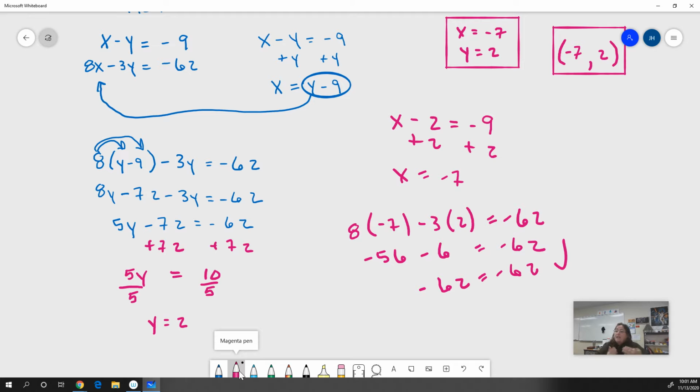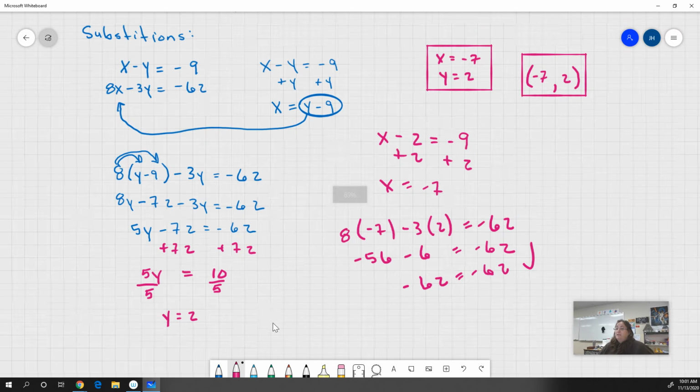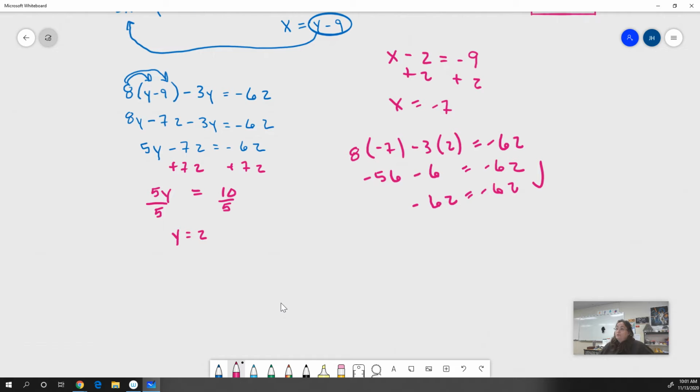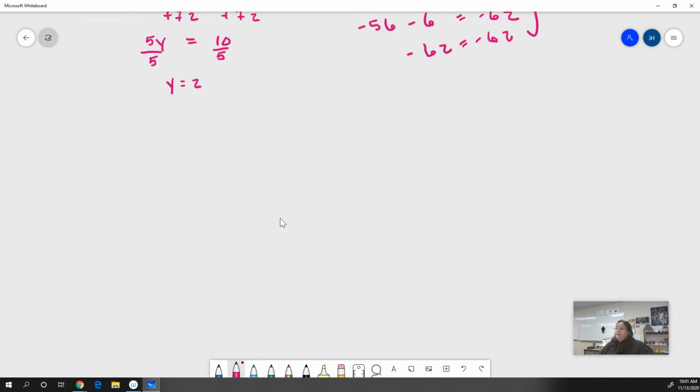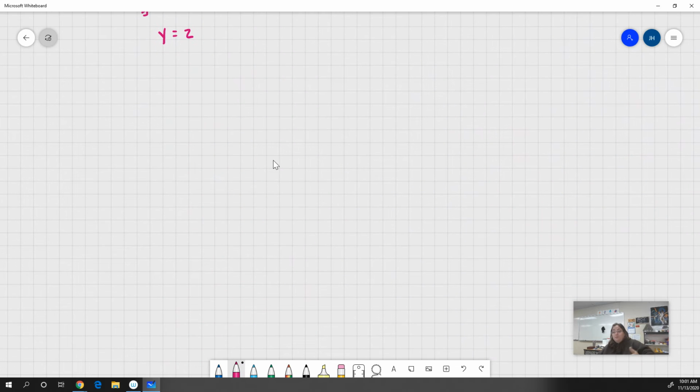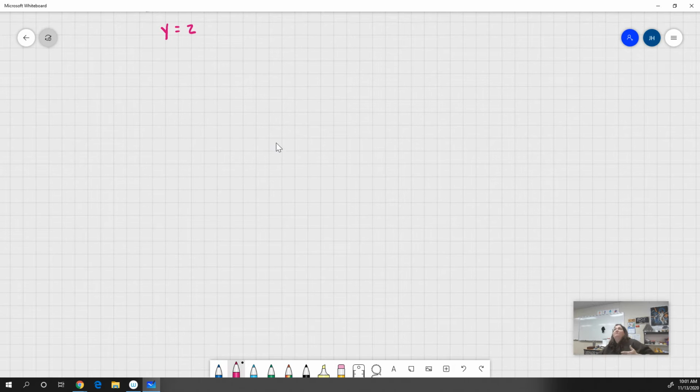So I can actually check and see if my solutions are right. I am not going to force you to do it. I'm not going to make you verify it, but you can if you want. And if you're taking a test, it's good to know that you can go back and check and see if your solution is right just by plugging it into the equations and seeing if you get a true statement. So that is substitution. We call it substitution because we substitute something in.